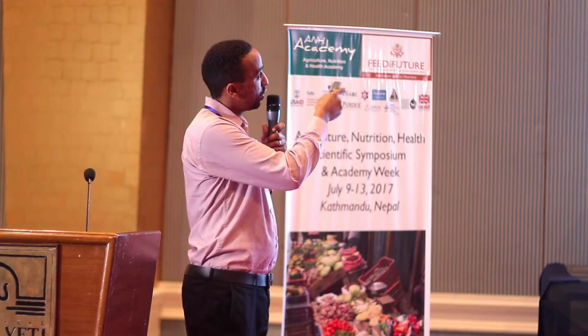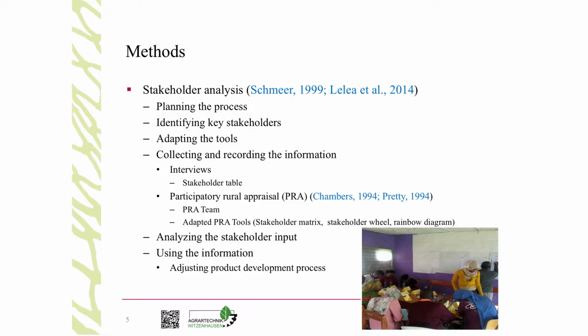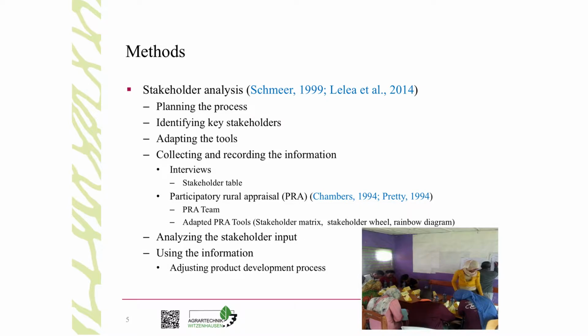So for making stakeholder analysis, we followed a procedure or a guideline outlined by Schmeer 1999. It involves planning the whole stakeholder analysis process, then identifying key stakeholders. This involves literature review, consultation with experts, then adapting the tools that we are going to use during the process of stakeholder analysis. There are different tools, I will discuss that. Then using these tools, we collect and record the information.